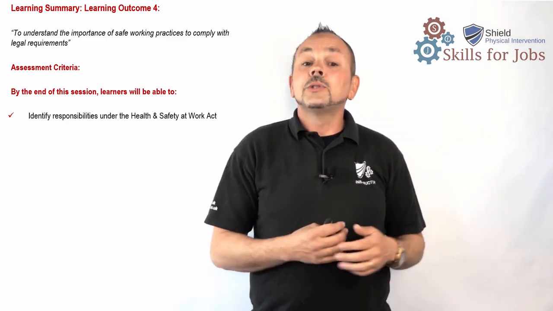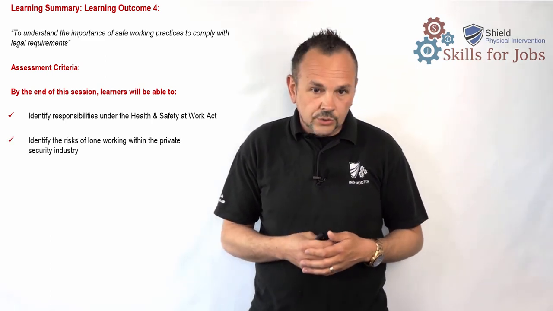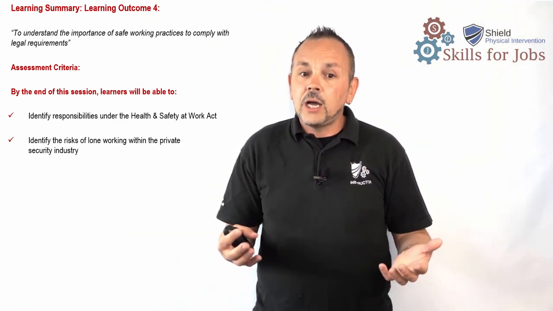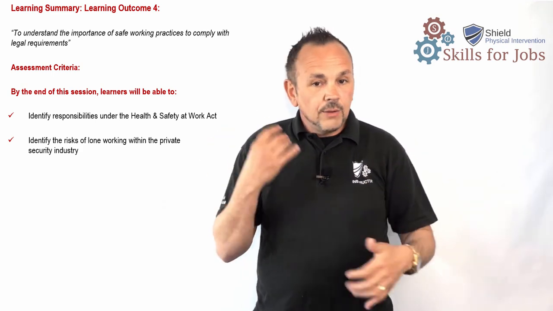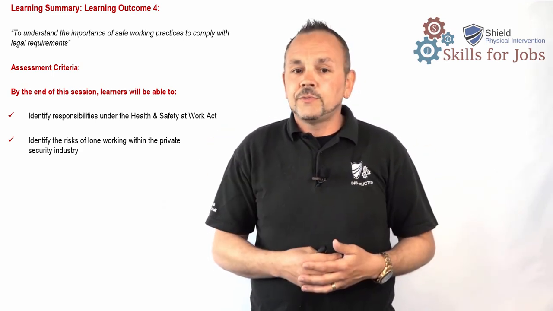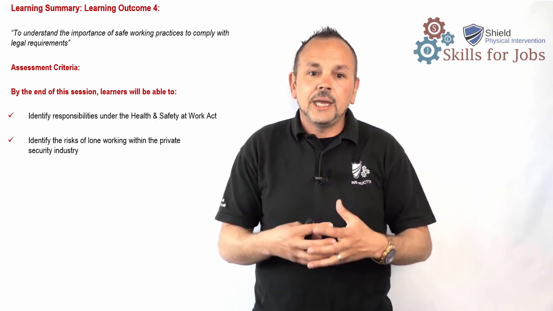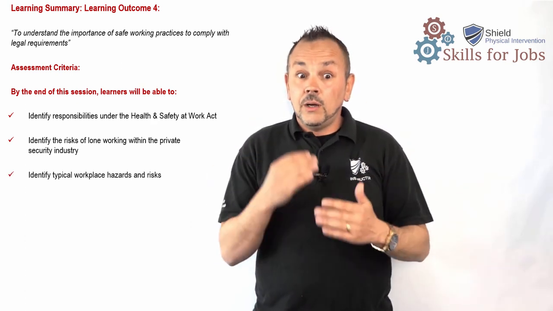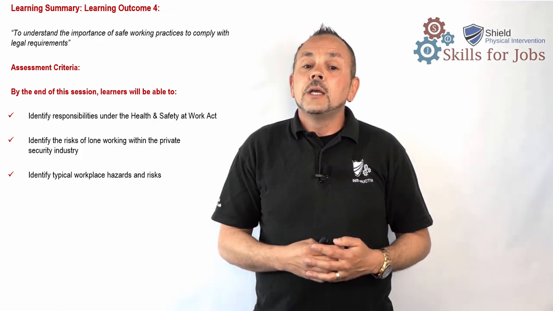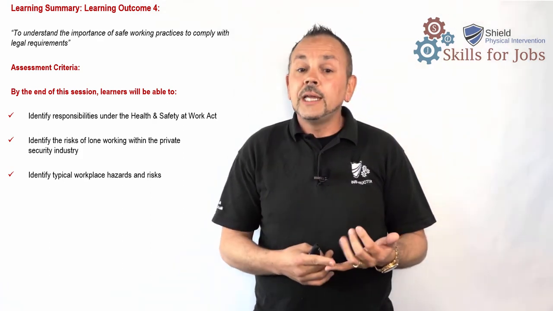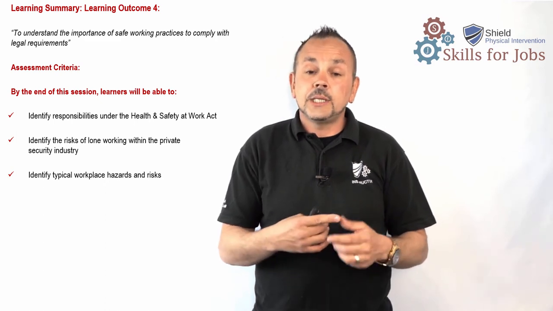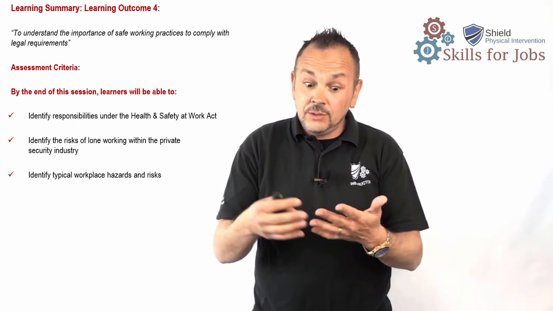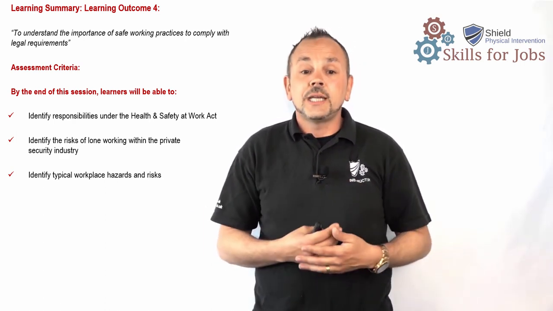Okay, so the next criteria is to identify risks of lone working within the private security industry. As we discussed with lone working, you're on your own. No welfare facilities, no immediate backup, just relying on communication, and it can be quite lonely doing that for a period of time. So they must consider that and have responses in place. The next assessment criteria is identify typical workplace hazards and risks. Typical hazards would be things like wet flooring, loose carpets, electrics, sharps, etc. The risks could be slips, trips and falls, stabs with needles, contraction of diseases, tripping over, etc.